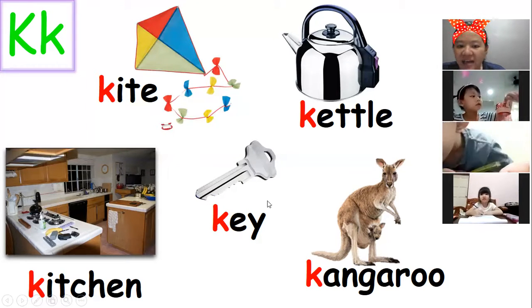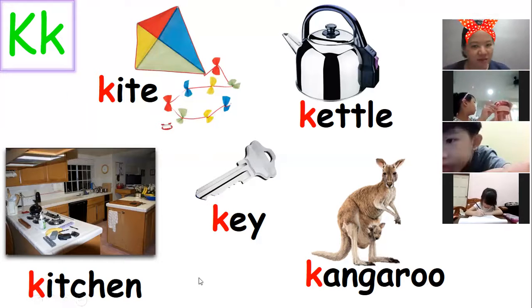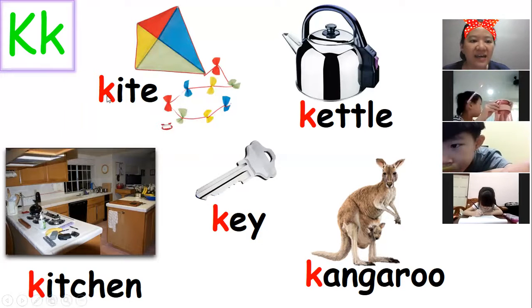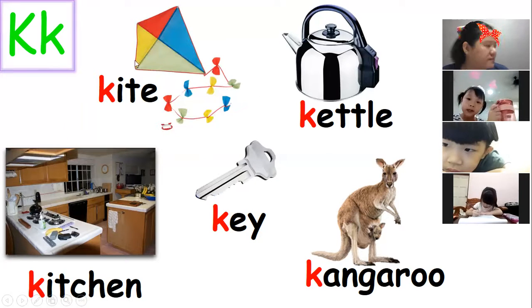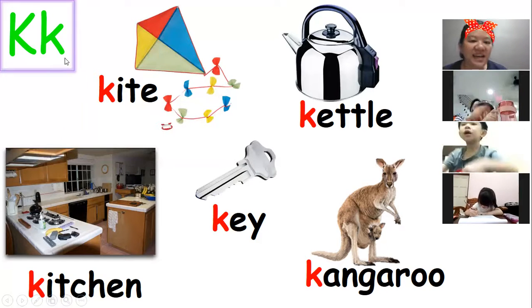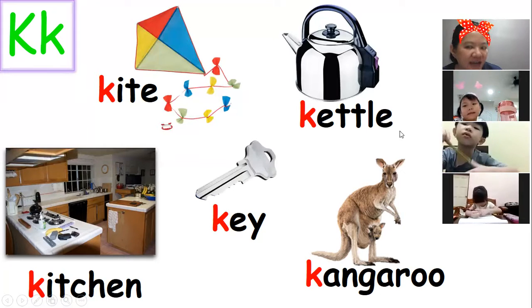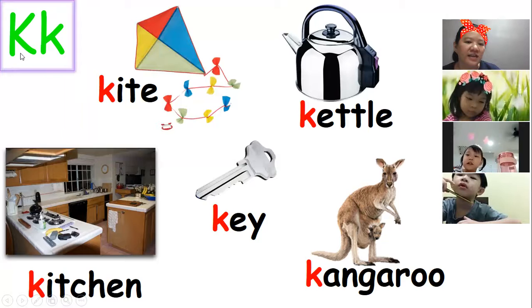Okay, I'll say kangaroo. Kangaroo. Okay, I'll say kite. Kite. Okay, I'll say cake, kettle. Kettle. Okay, good job. Cake, kitchen.